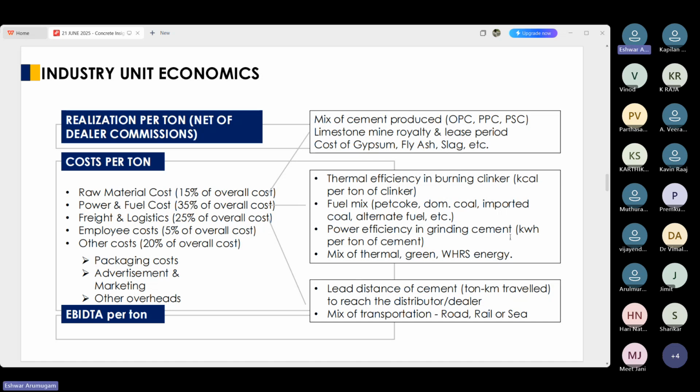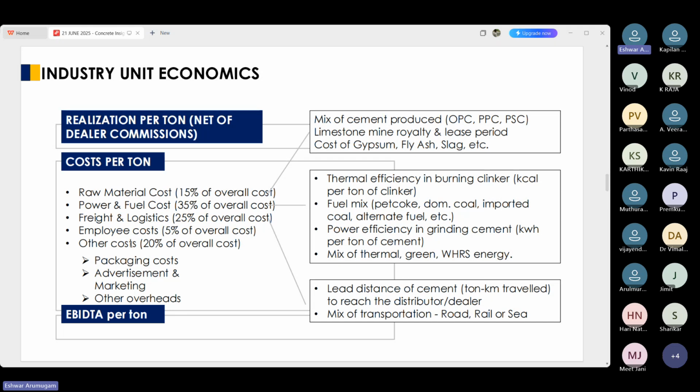And the power efficiency in grinding a ton of cement is also very important in power and fuel costs. And the mix of thermal, green, and waste heat recovery energy is also very important. Okay, we'll talk about that in the upcoming slide.